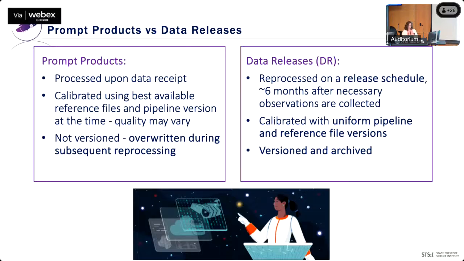Then we're going to have data releases. Data releases will be reprocessed on a release schedule, more or less every 6 months after all the necessary observations are collected. They will be calibrated with a uniform pipeline and a consistent set of reference files, so that the calibration will be fully uniform, and all the products are versioned and archived.